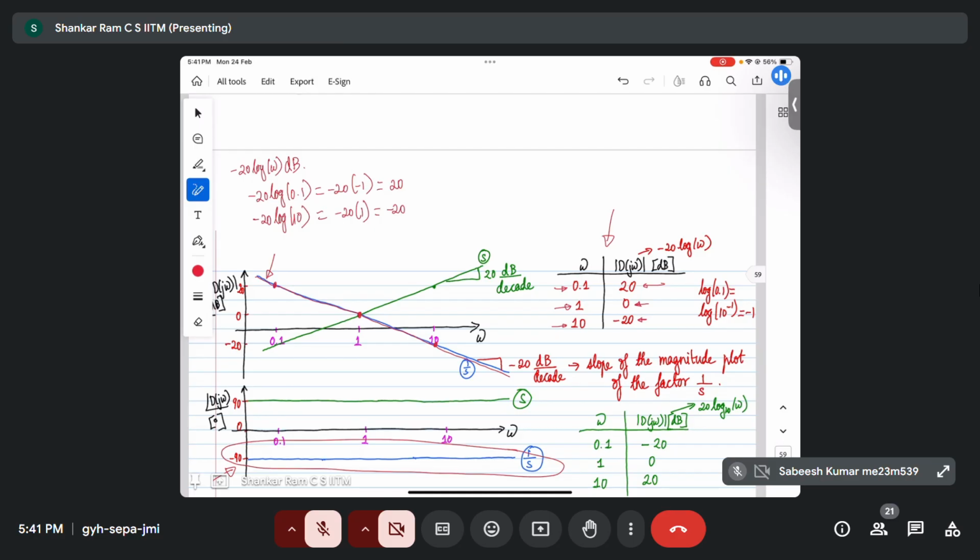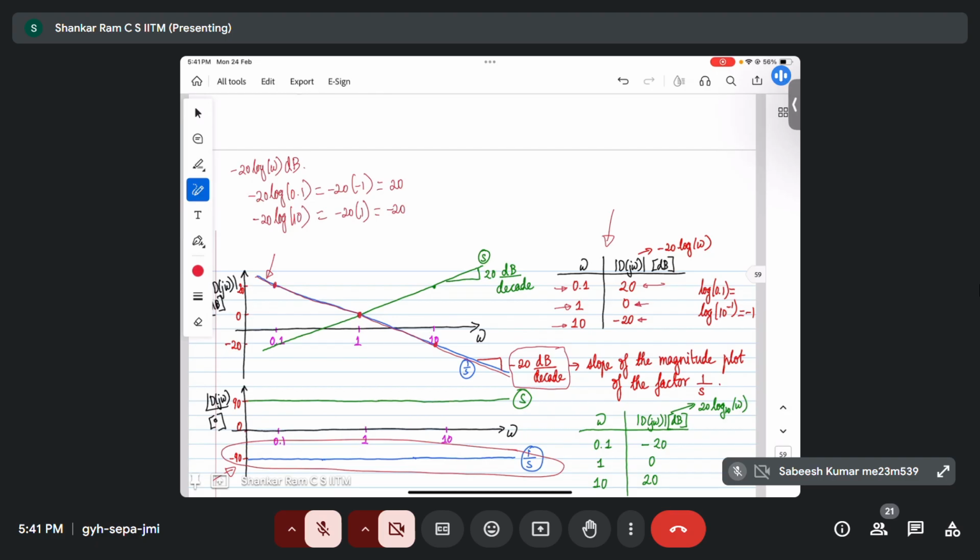What is the slope of this line? The slope of this line is minus 20 decibels per decade. Why do you think it's minus 20 decibels per decade? The slope is negative, from 20 to minus 20 between 0.1 and 10.